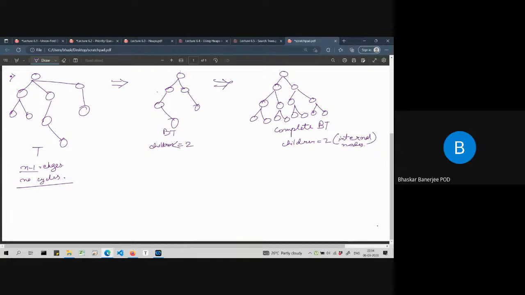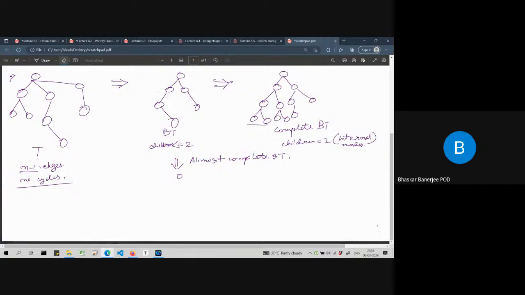Now we come to another notion, which we call the almost complete binary tree. What is almost complete? Almost complete means only the last level I will allow you. In a binary tree, obviously the leaves don't have any children. That's why they are leaves. In an almost complete binary tree, in the last level you may not have two nodes. So this is an almost complete binary tree. If I delete this one, this is still an almost complete binary tree.